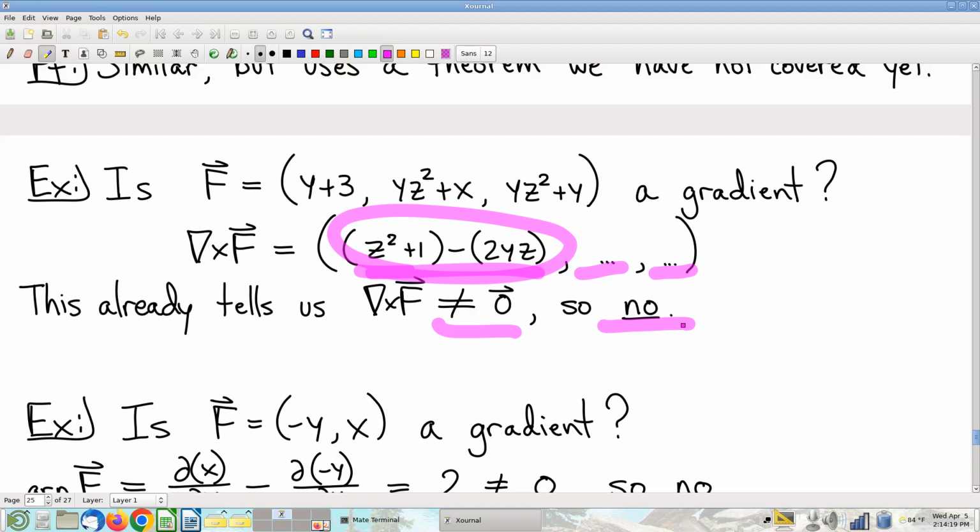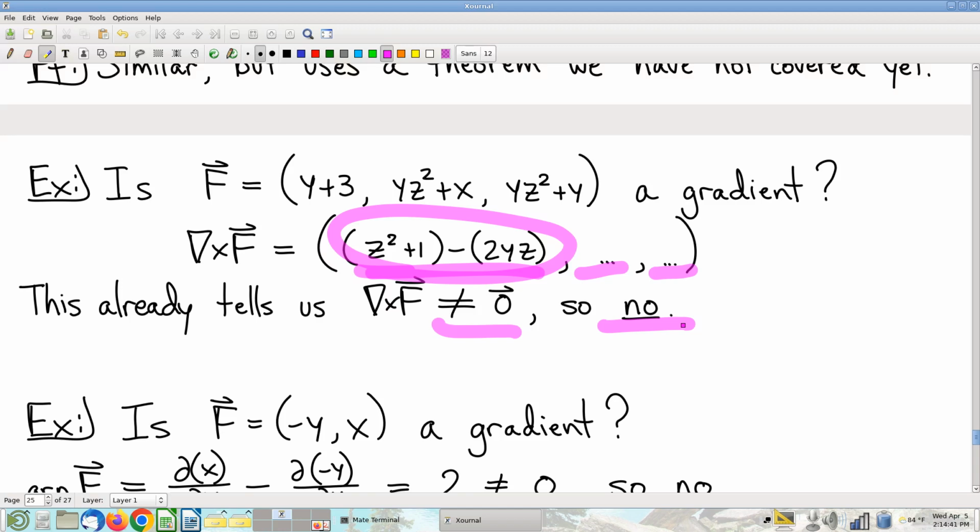So don't waste your time trying to find an anti-gradient. This does not have an anti-gradient. You will fail. It's a wild goose chase. There's nothing to find. And also, don't even think about trying a path independence argument on this vector field. This is not a gradient, and so it is not path independent. So you can't use that tool either.